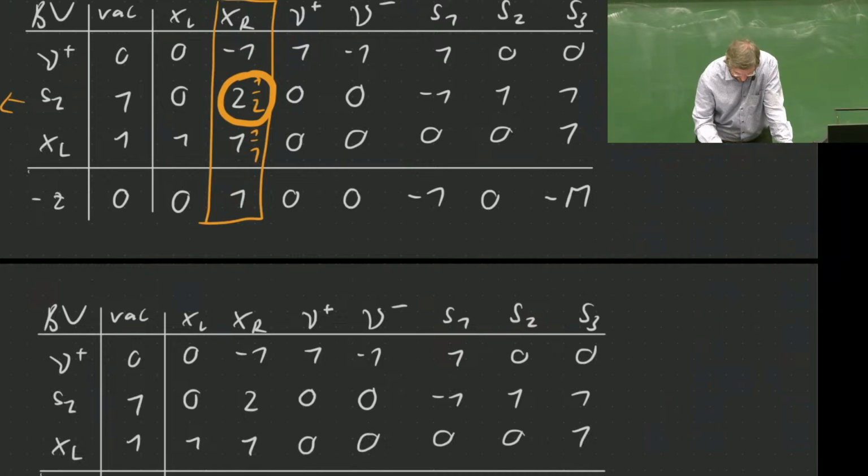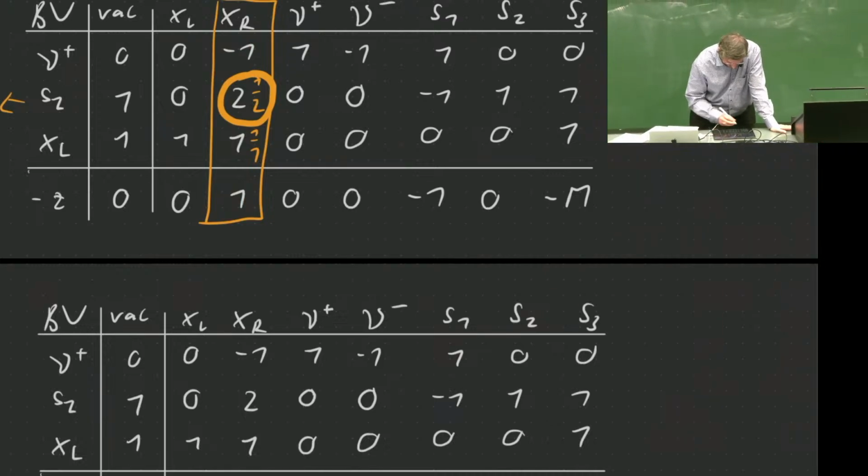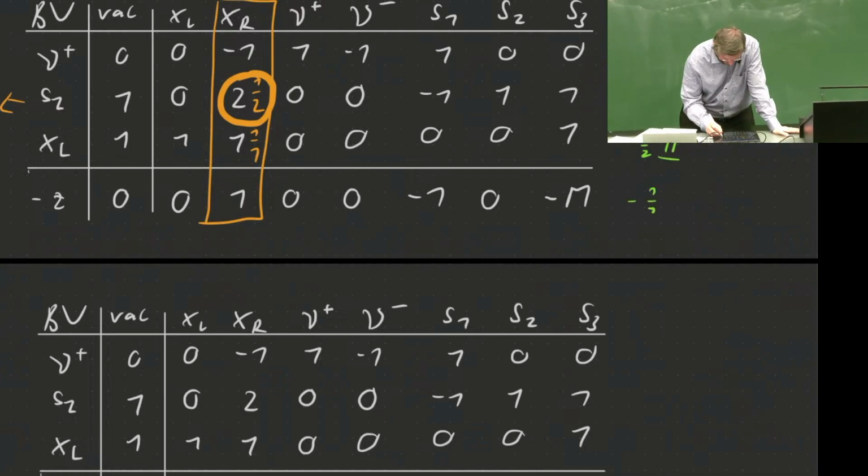And to do this, here we have to add 1/2 of that second row. Here we have to subtract 1/2 of that second row. And here again, subtract 1/2 of row 2.